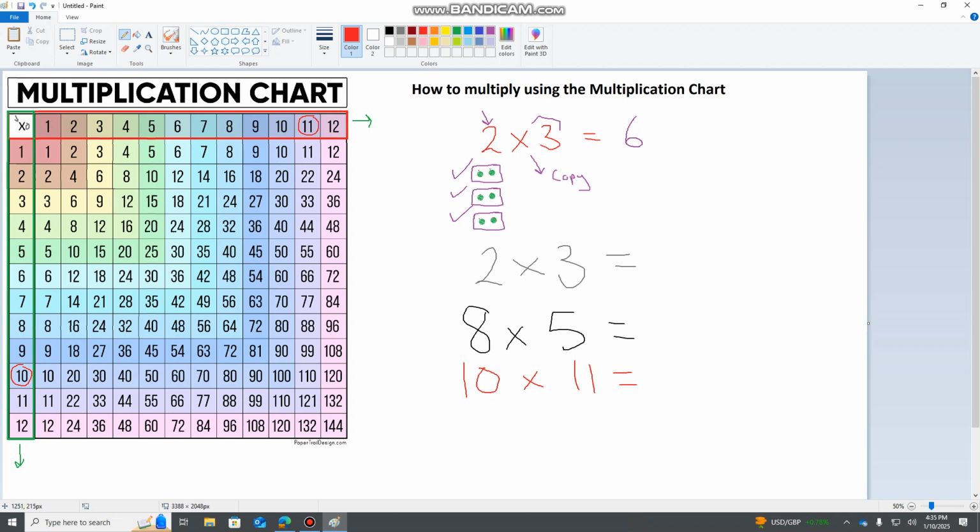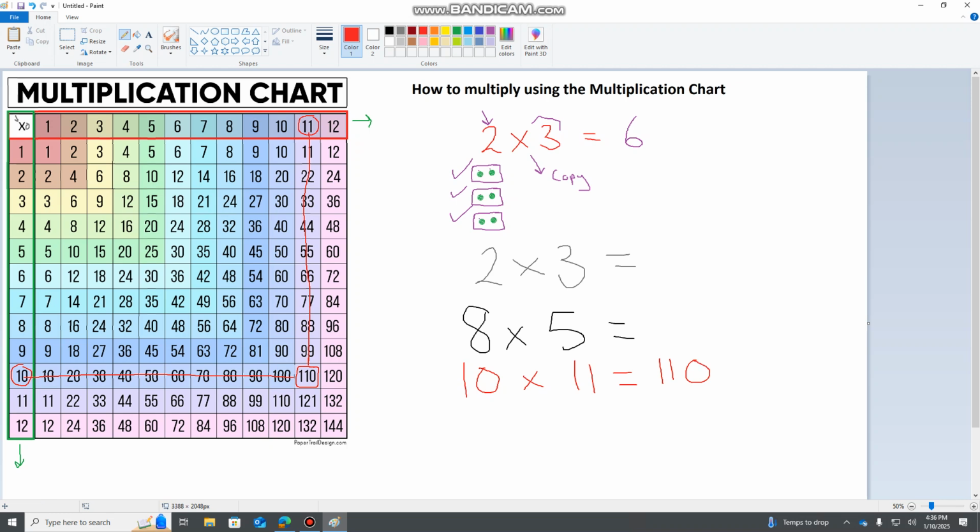And now both numbers. 11 will go all the way down. 10 is going to go all the way across. I'm going to keep going until they meet each other right over, boom, right here. And what is 10 times 11? The answer, 110.